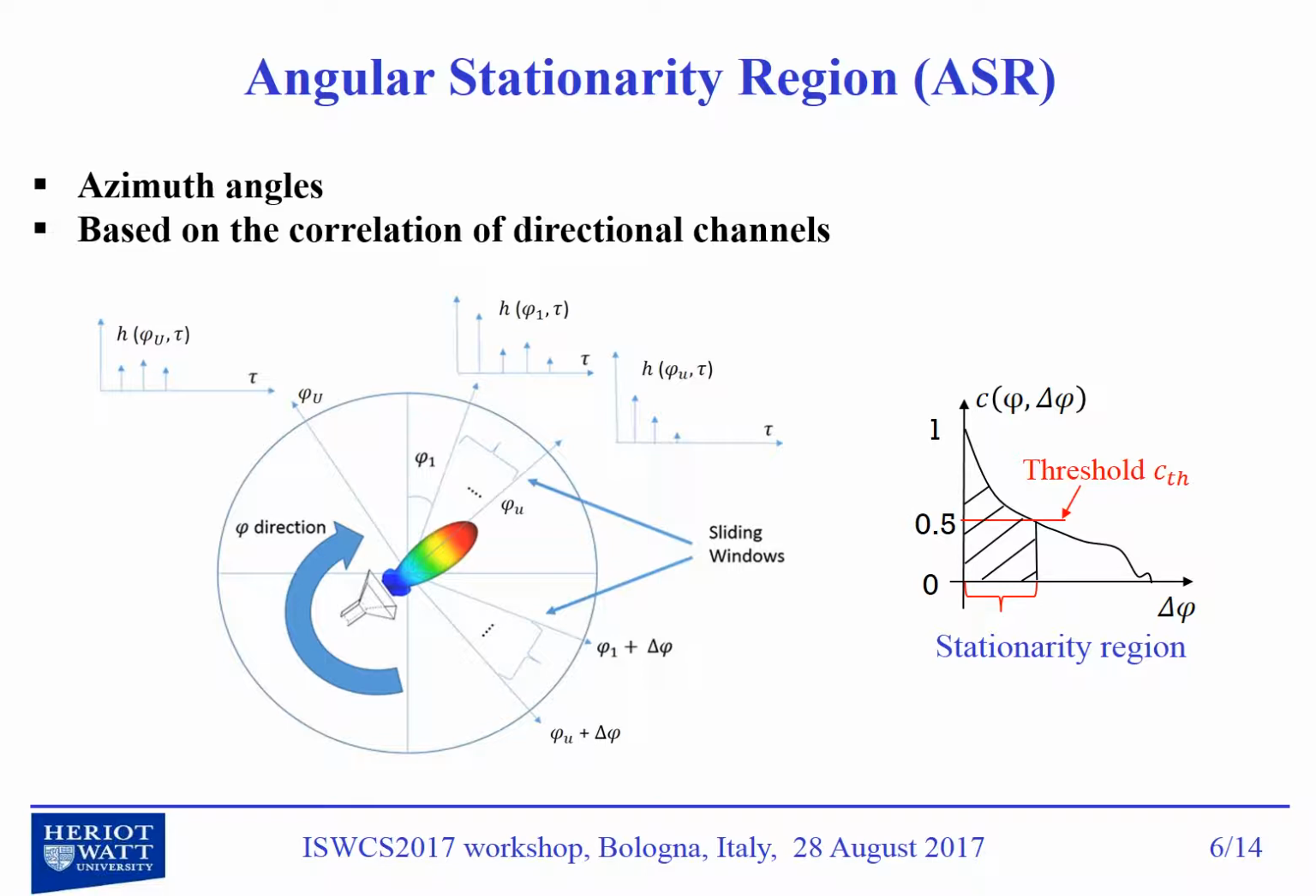If we decide a threshold, and the correlation coefficient is above the threshold, we consider the sliding window to be moving inside the angular stationary region. Otherwise, it is moving outside the angular stationary region.